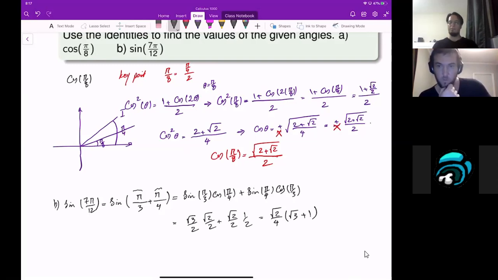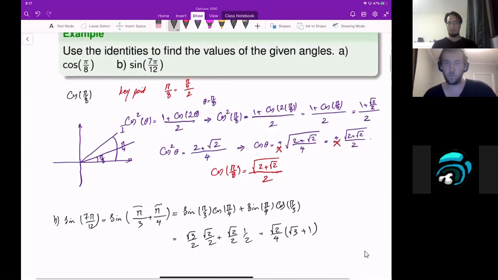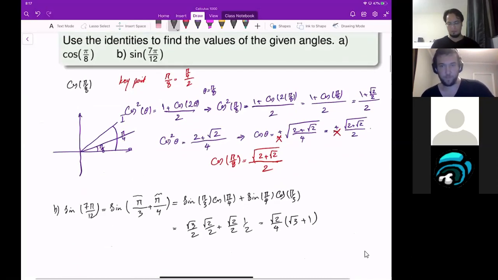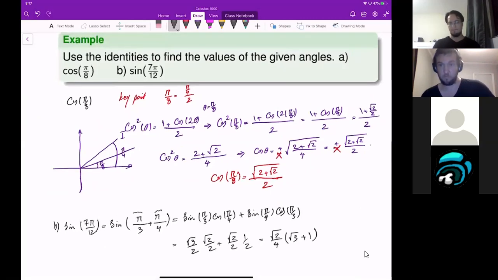Is there any question? Maybe it's a good time to ask again if there's any good question. Okay. Yeah, I want to ask about the first one, cosine pi divided by 8. Yes, can you show me again how to find the value of the given angles? You mean the quadrant or the whole thing, you mean again?